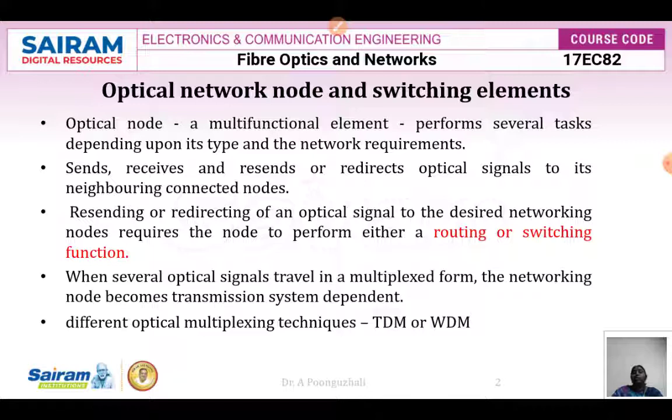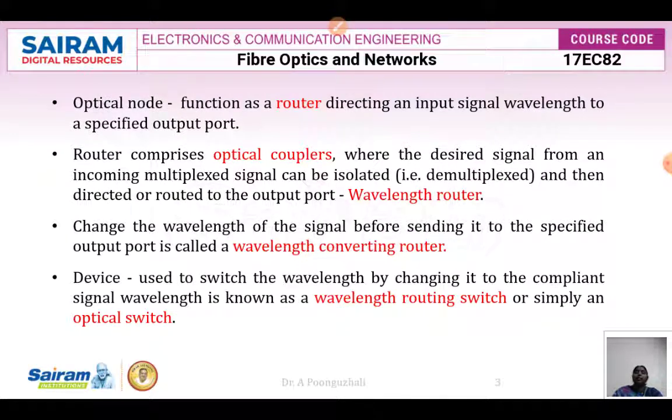When we are going to use several optical signals, we have to go for a process called multiplexing of the signals. In this case the networking node becomes transmission system dependent. The different optical multiplexing techniques are TDM, or time division multiplexing, and wavelength division multiplexing. Next we will see that your optical node is going to function as a router.